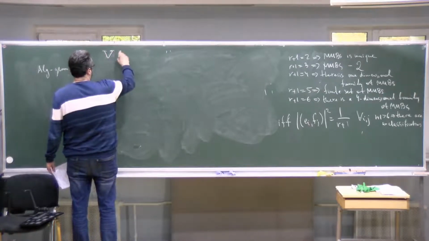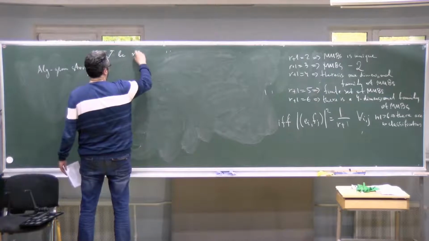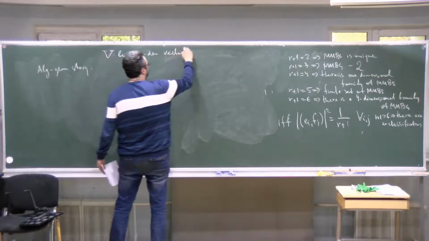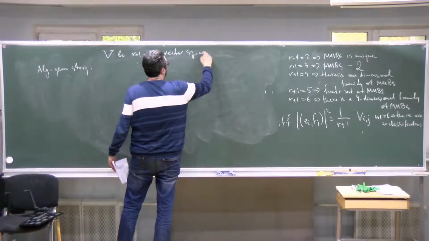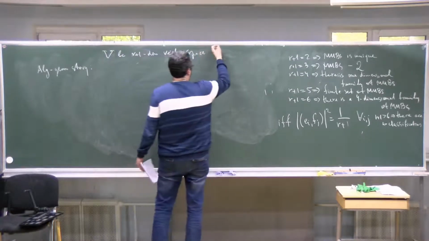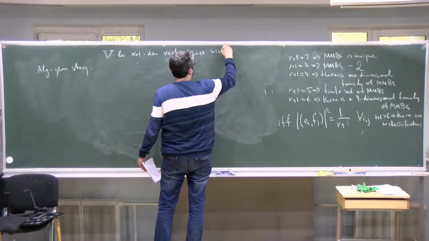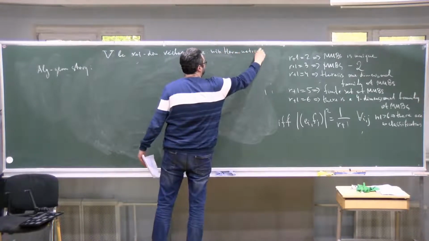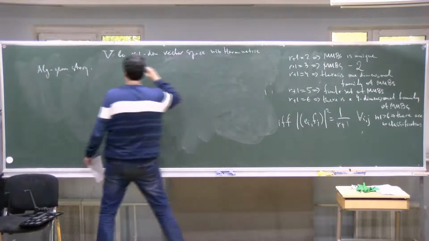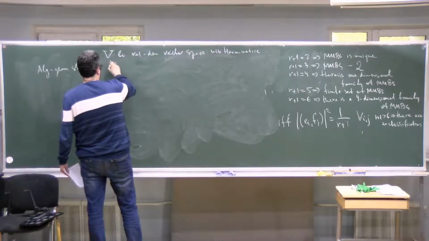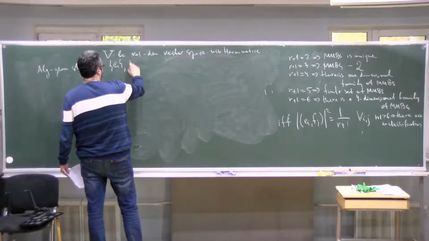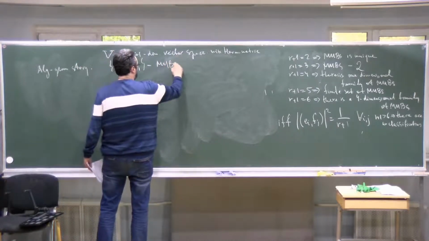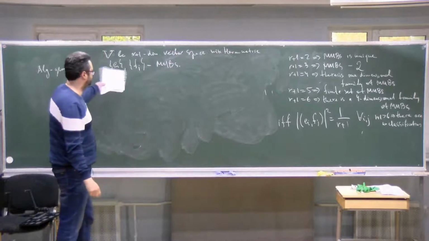Let V be an R+1 dimensional vector space with Hermitian metric, and assume that E_i and F_j is a pair of MUBs.